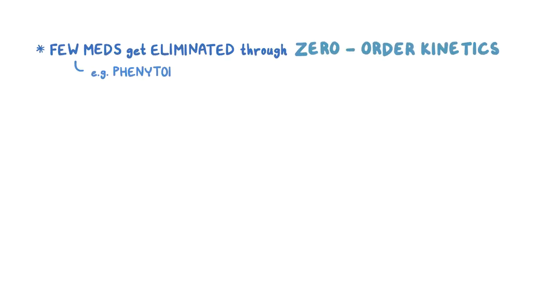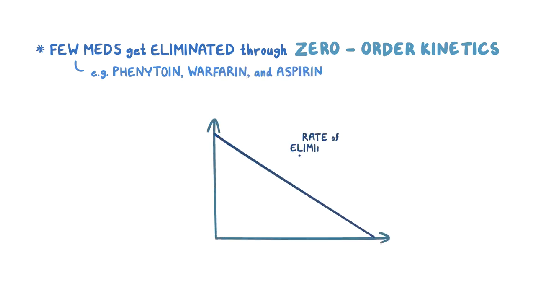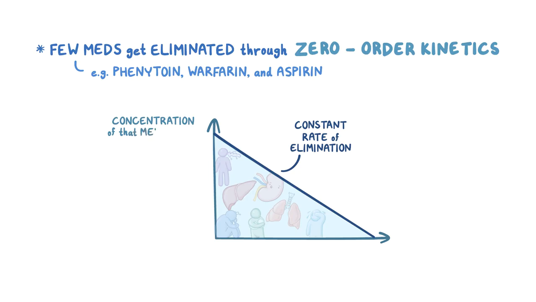Now, there are a few medications which get eliminated through zero-order kinetics, like phenytoin, warfarin, and aspirin. This means that the rate of elimination is constant, independently of the concentration of that medication in the body. In other words, the absolute amount, or milligrams eliminated per unit of time, stays the same, but the fraction eliminated changes.